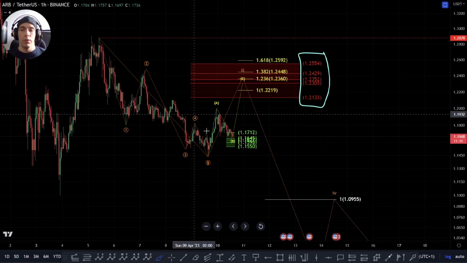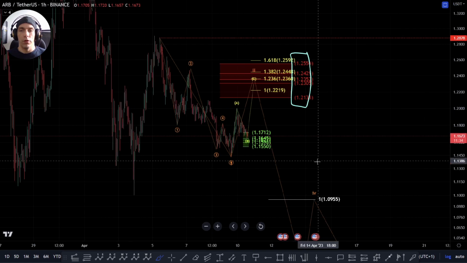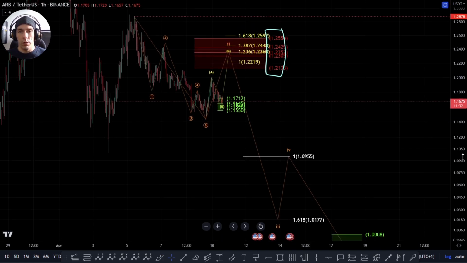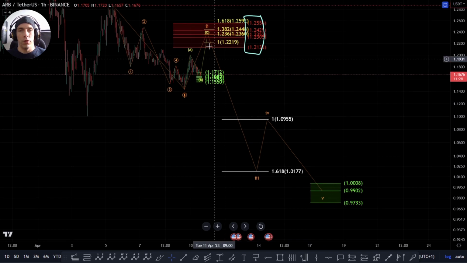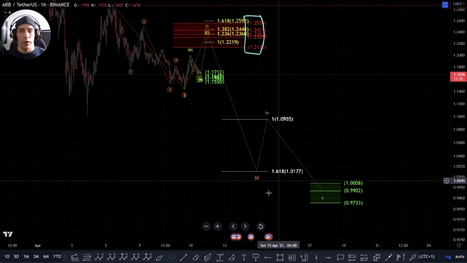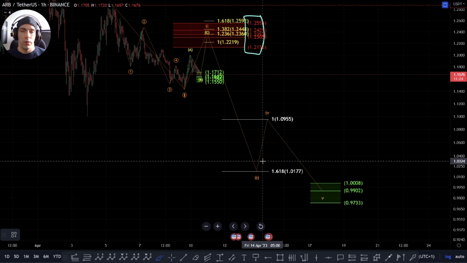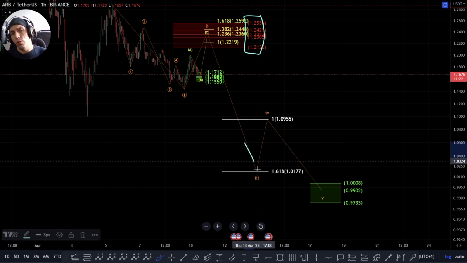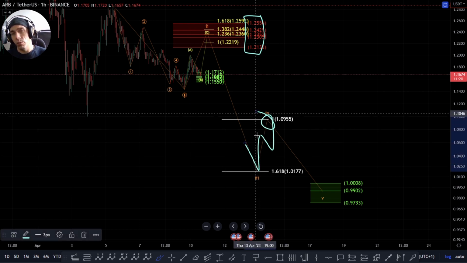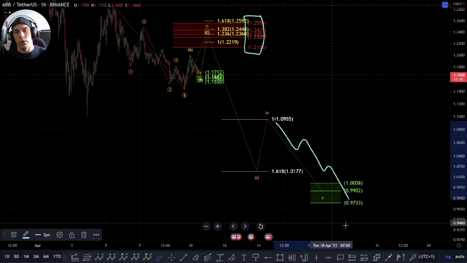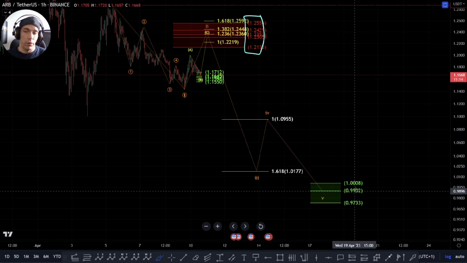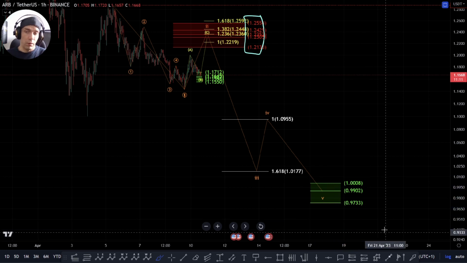So if we do move back up here, get a harsh rejection and start to sell off deeper, potentially what we could see is that deeper move down towards this $1 region, and that would then look to try and confirm this third wave here. We do get a move down here, three-wave move to the upside, watch out for this fourth, and then another five-wave move to the downside, and look for these low zones of this $1 to this 97-cent range.